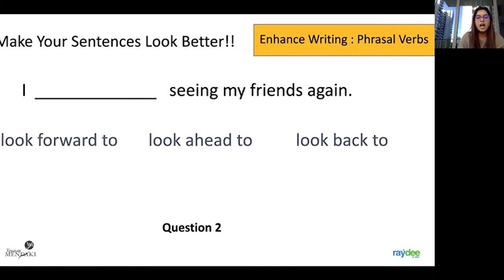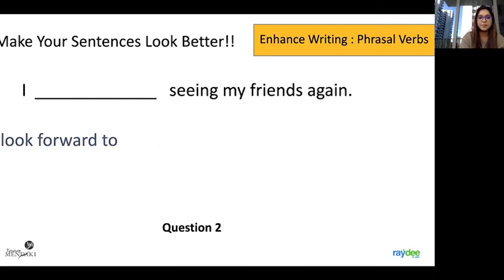Okay, the next one. I what seeing my friends again. So I look forward. That means you are expecting to see your friends again. So I look forward to seeing my friends again.